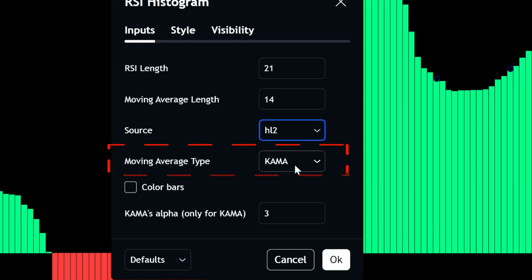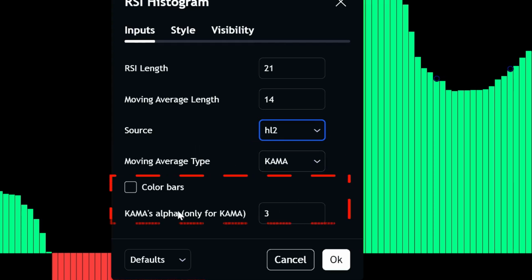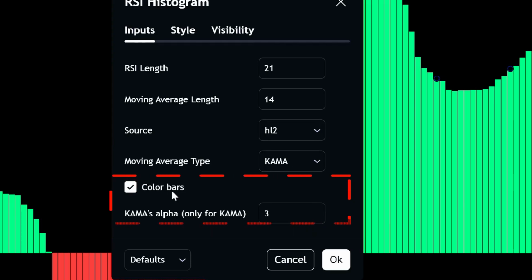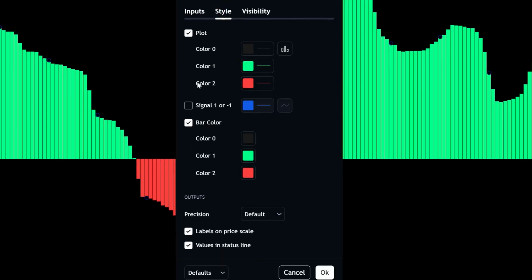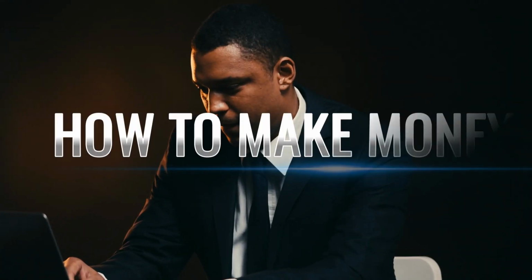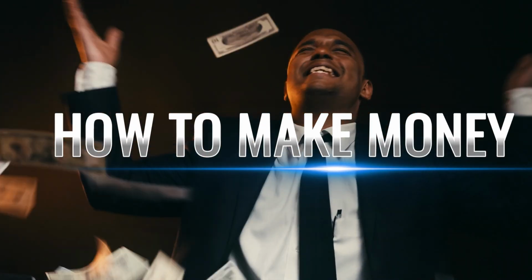Next, pick KMA as the moving average type and set it to 3. KMA is for Kaufman's adaptive moving average, a popular choice among traders for its accuracy. And that's it. You've now got the RSI histogram all set up to work as a confirmation indicator in your trading strategy.